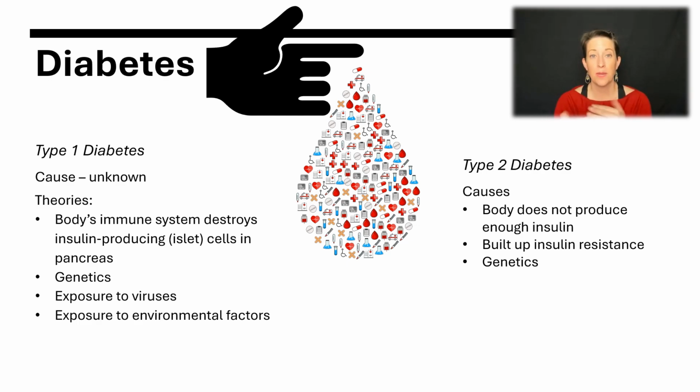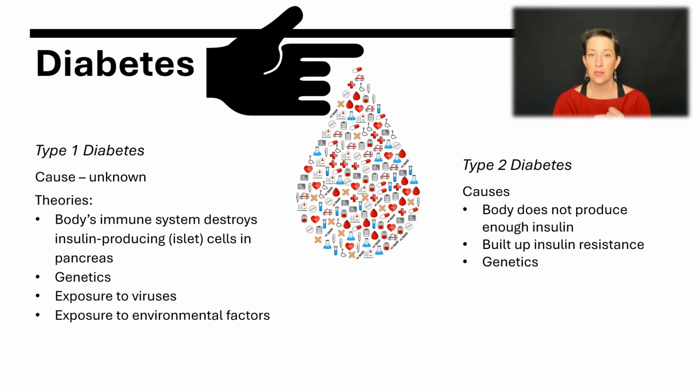Diabetes can occur based off our ability to regulate blood glucose. We have type 1 and type 2. Type 1 diabetes, the cause is relatively unknown and there's active research occurring within this field. However, we do have some theories.